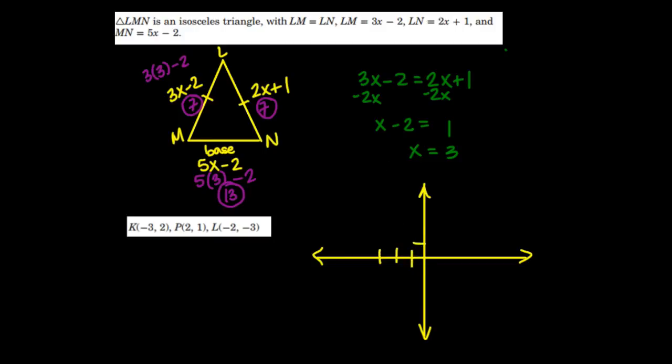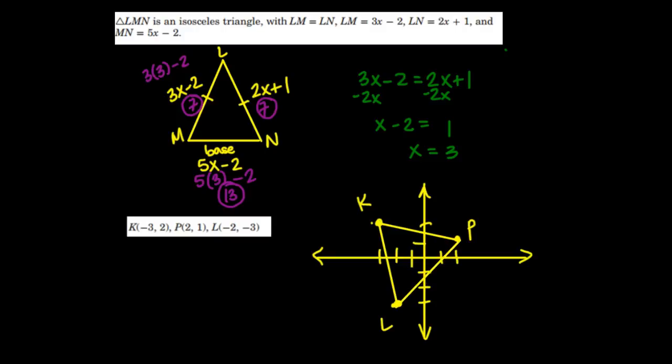So negative 3, 2 tells me to go left 3 and then up 2, and that's point K. Point P tells me to go right 2 and up 1, and that's point P. And then point L tells me to go left 2 and then down 3 for negative 2, negative 3, and that's point L. And then we'll connect those points. And there's our triangle.